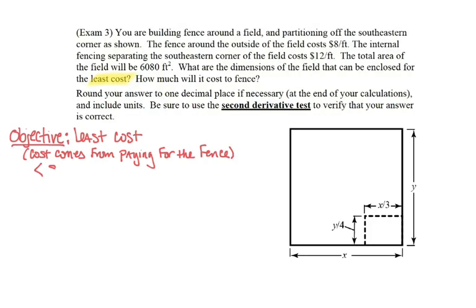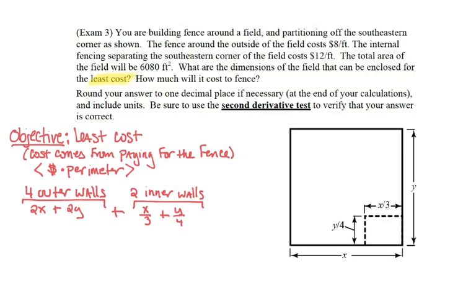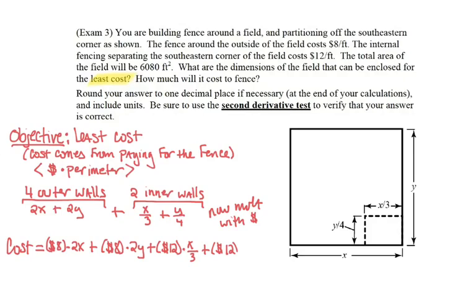The cost comes from paying for all the fence, which we'll find by multiplying the dollar amount times the perimeter, including all the walls, not just the outer perimeter. So there were 4 outer walls, the 2 X's and the 2 Y's. And there were 2 inner walls we have to pay for, the x/3 length wall and the y/4 wall. So now we can multiply these with their cost. The 4 outer walls cost $8 each, and the 2 inner walls cost $12 each.